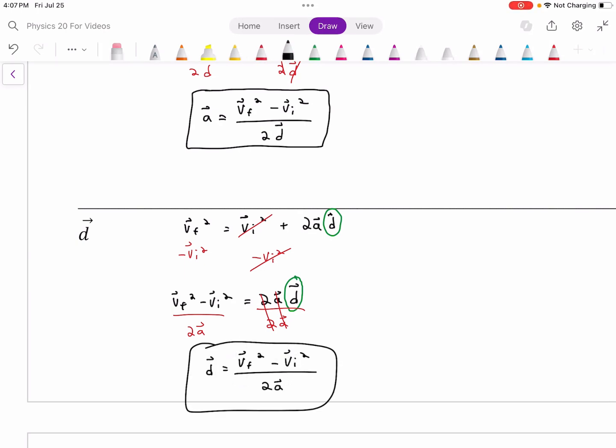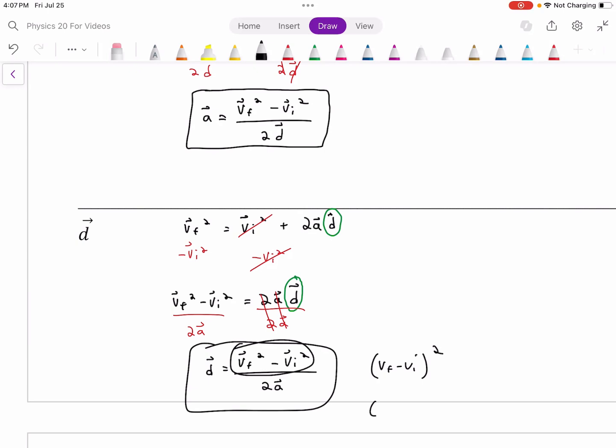Another important note that I just thought of: be careful. Sometimes students will take this and rewrite it as this. They think they're simplifying, but it's actually wrong. Squaring and then subtracting is not the same thing as subtracting and then squaring.